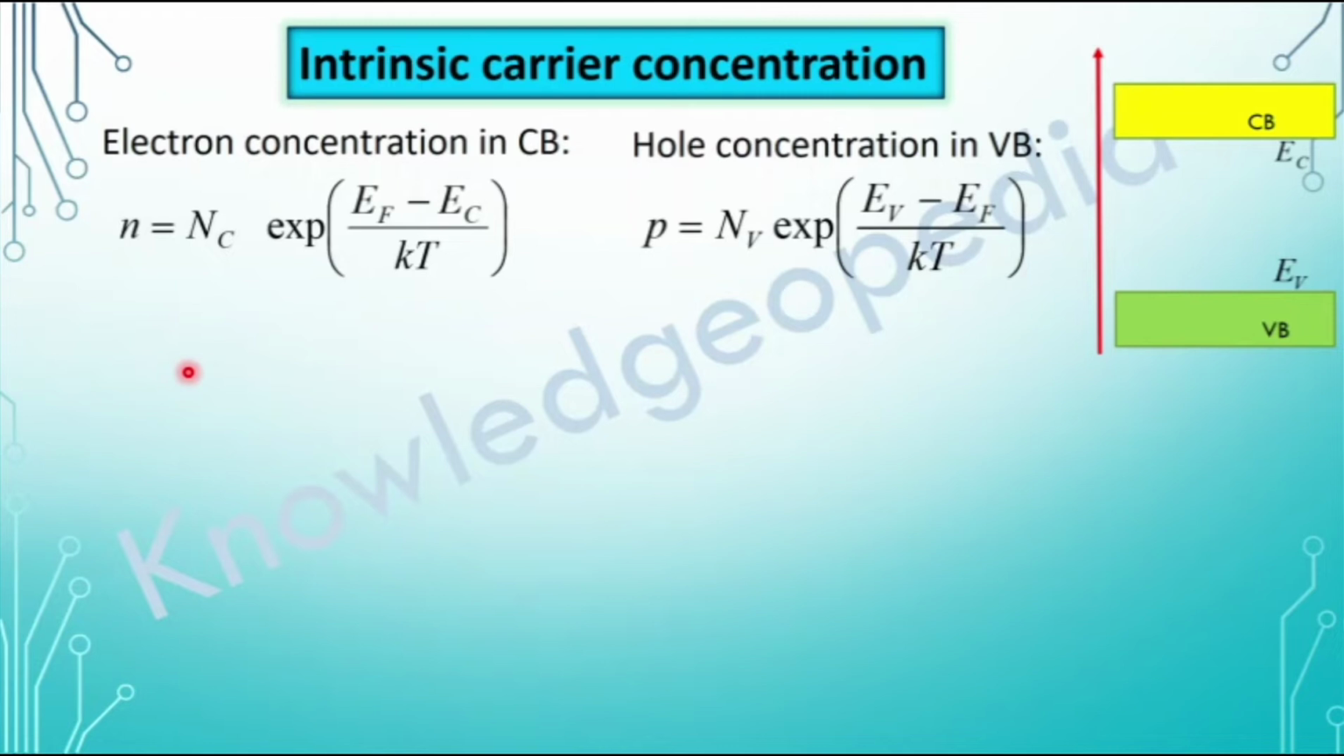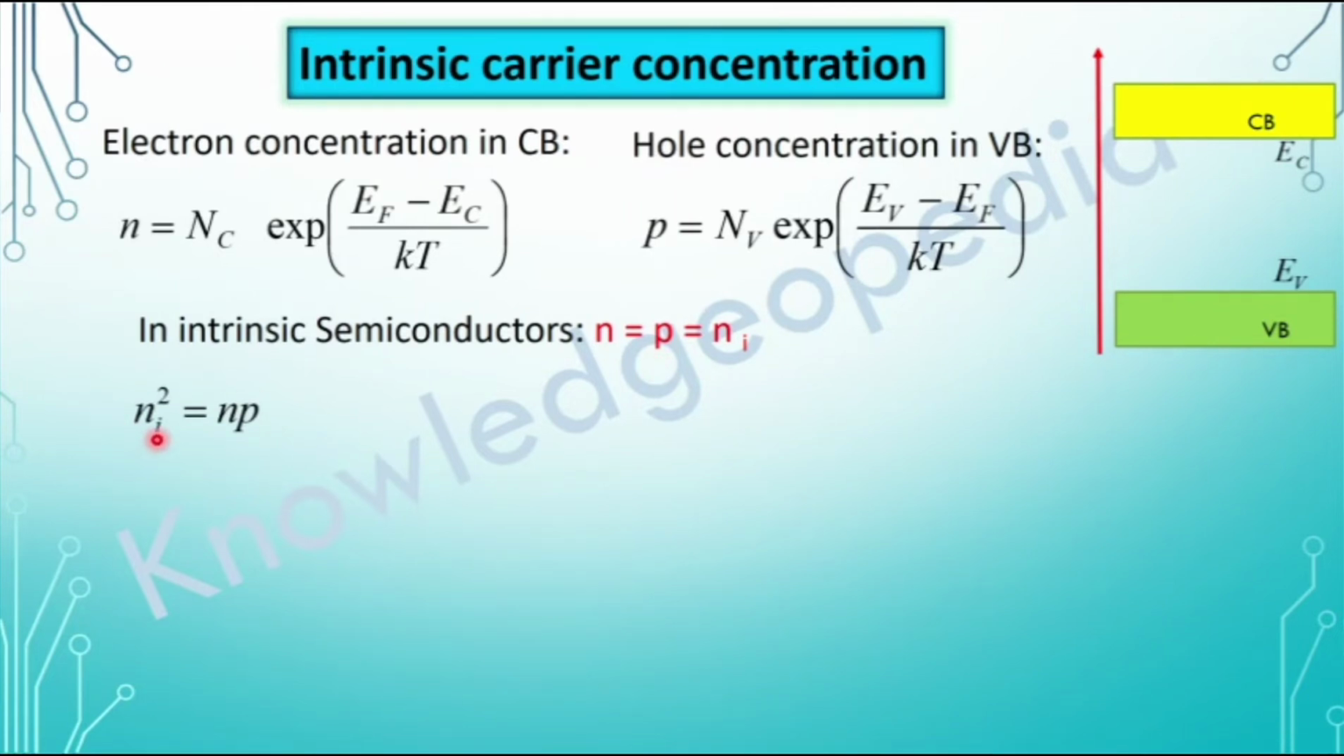In the previous slide, we have seen that in case of an intrinsic semiconductor, the number of electrons is equal to the number of holes, and that is known as intrinsic carrier concentration and represented by the letter Ni. From this, I can write Ni square is equal to Ni into Ni, and in place of one Ni, I can write N, and the second Ni can be replaced by P. Then we will get Ni square is equal to NP. Now we will substitute the values of N and P over here, and we will see how the value of Ni can be obtained.